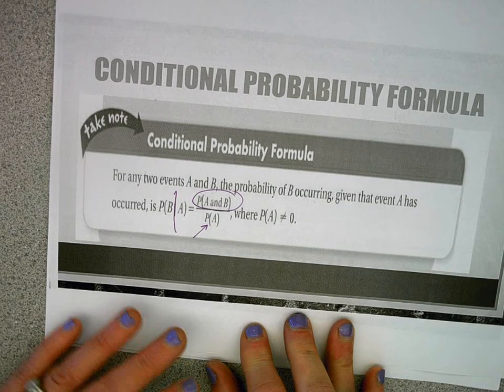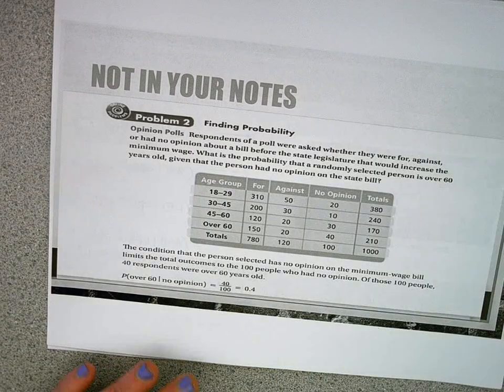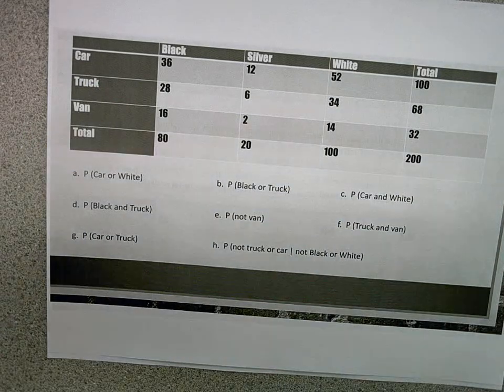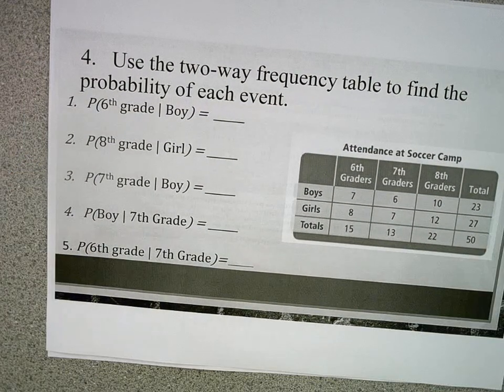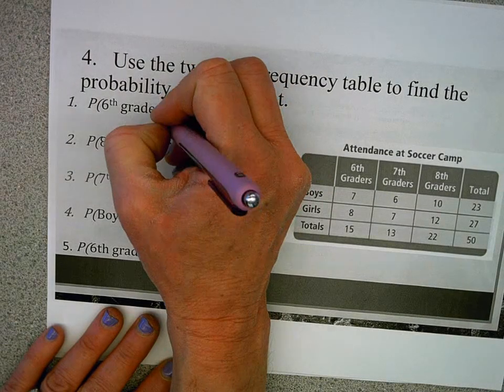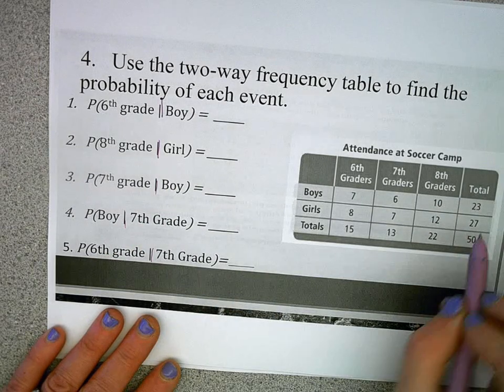Okay, so let's see if we can do that. Take a table, pretty easy table. I'm going to skip that part, and we're going to go to this table right here. So we're going back to that 6th, 7th, and 8th grade soccer camp. We're going back to the same table, and now we're going to do some conditional probabilities. I want you to see there's slashes, slashes, slashes. So we're not looking at all 50 people.